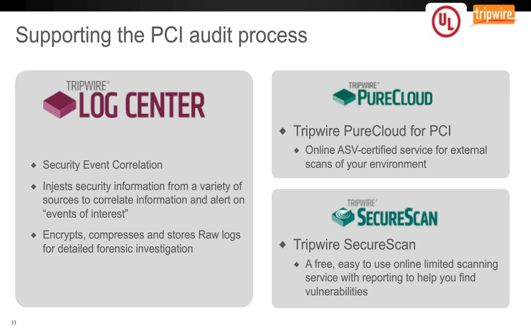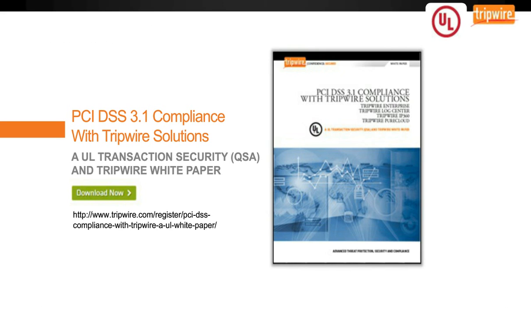We also submitted Tripwire PureCloud for PCI, which is our online ASV certified scanning for an external component based on IP360 infrastructure, and also Tripwire SecureScan, which is a free and easy to use online, while limited, scanning service with reporting to help you find vulnerabilities, again based on Tripwire IP360 infrastructure. And so all those particular products were submitted and put through the rigor with your assessors, and the end result being the white paper, which those on the call and the WebEx are able to download via the link that we have there.